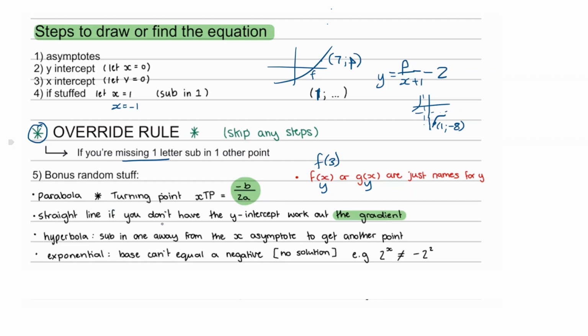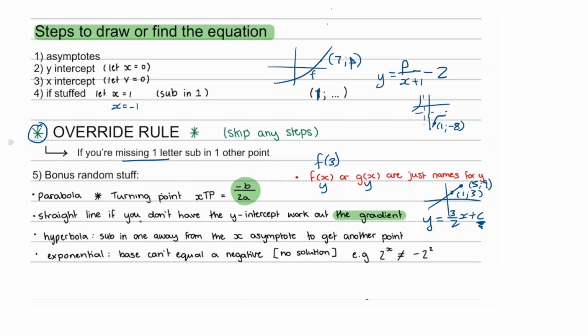Straight line, if you don't have the y-intercept, just work out the gradient. So if they gave me something like this, then I can just work out the gradient first, and imagine I'd worked out the gradient. That would be change in y, 6, over change in x, 4. 6 over 4, which is 3 over 2. So imagine that's the y equals mx plus c, and I know the gradient is 3 over 2. Again, what do you do when you're missing a letter? You just sub in a point. So you could pick either point and sub those values for x and y, and you'll be able to get c.